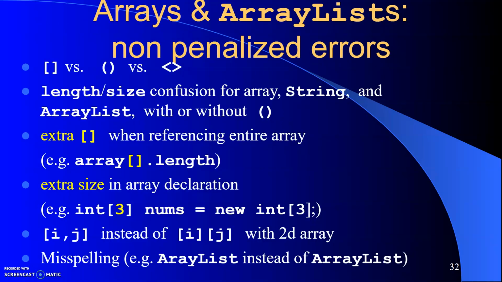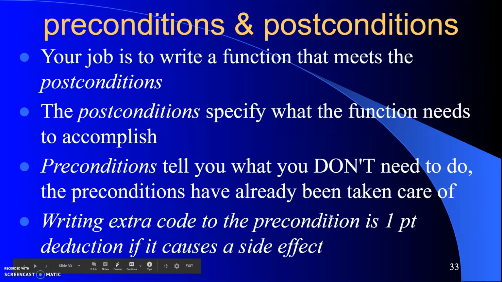So when they're grading this, there's a lot of things they're not going to worry about. If you mess up and write parentheses instead of square brackets or angle brackets, confusing length and size, extra square brackets when you don't need them, an extra number when you're declaring your array, and then misspellings like spelling ArrayList with 1 R, none of that is going to affect your score.